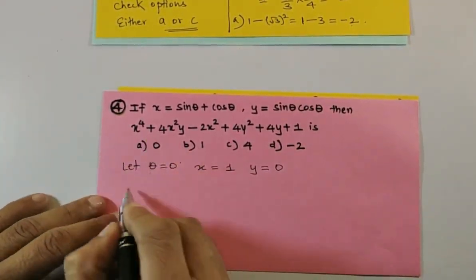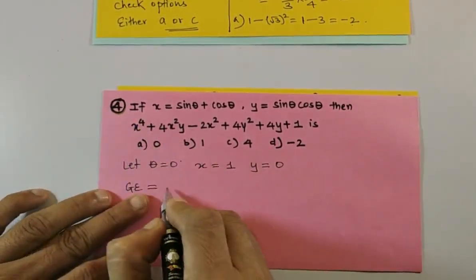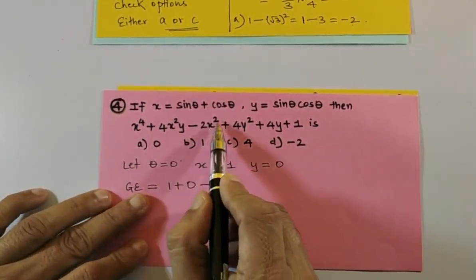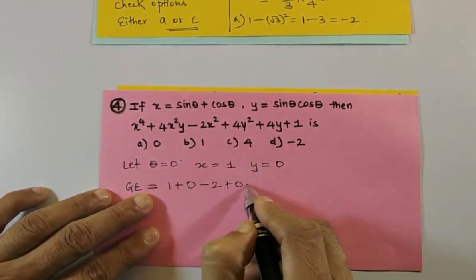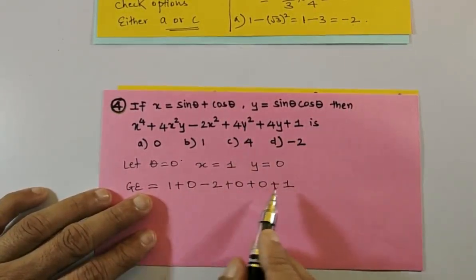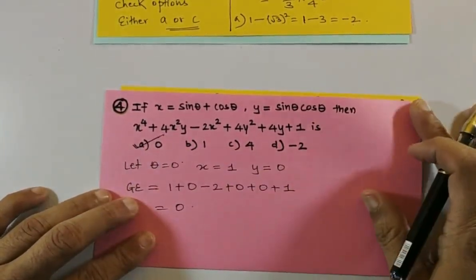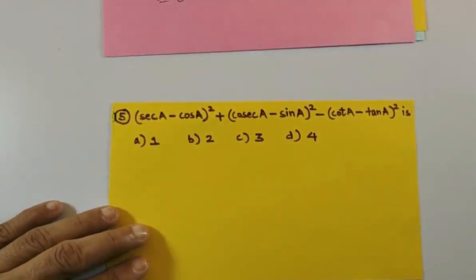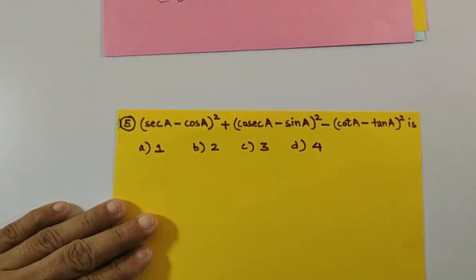Now substitute this in the expression. The given expression will be, with x as 1 and y as 0, 1 raised to 4, which is 1. If you substitute here, this will be 0. Minus, substituting 1, minus 2, y is 0, again here y is 0, and plus 1. So 1 minus 2 plus 1, so again the answer is 0, which means our option A is the answer. Clear, students?